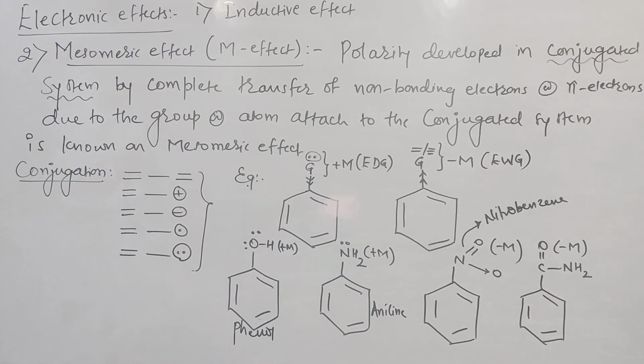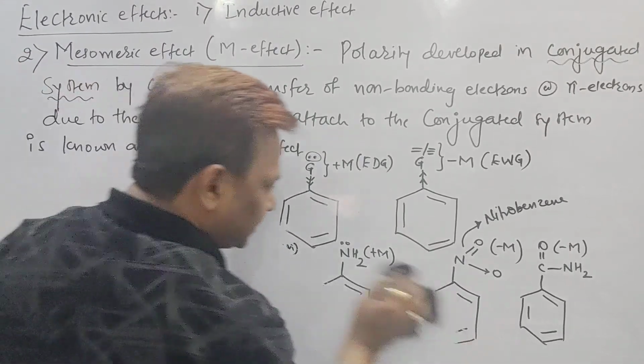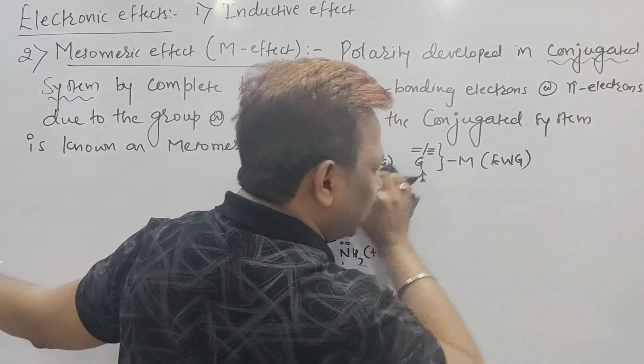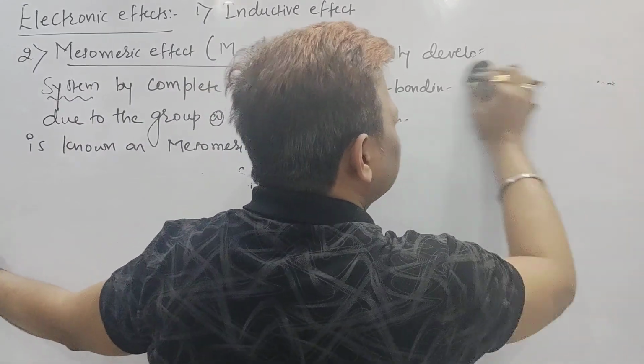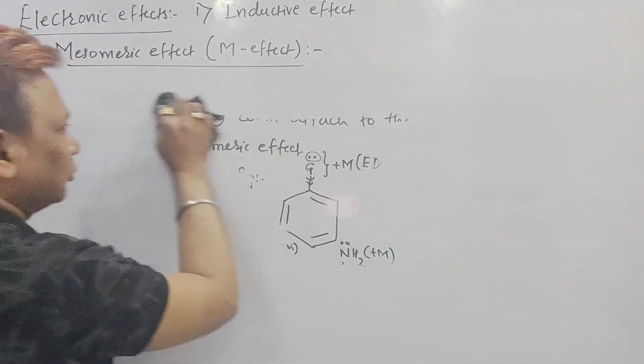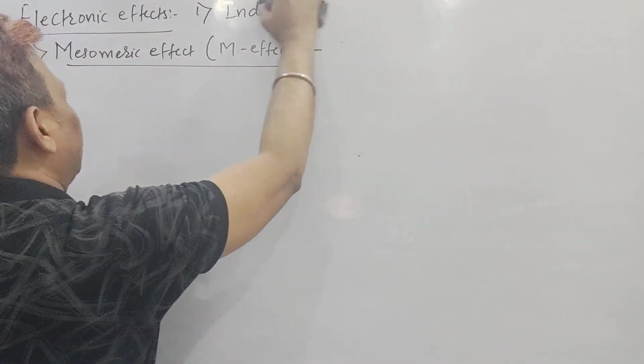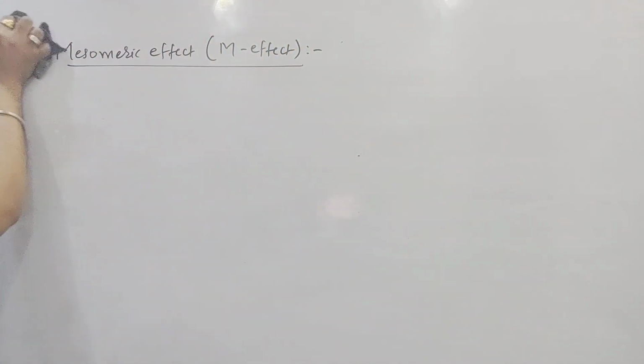Now, here we understand what a conjugation is: pi sigma pi, pi sigma positive, pi sigma negative, right? Pi sigma radical, pi sigma lone pair, all are conjugations. And due to this conjugation, what will happen? Due to these conjugations, there will be transfer of electrons. Let us go with an example of the mesomeric effect.